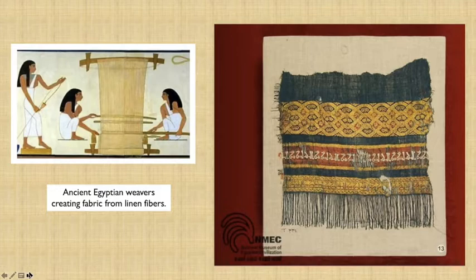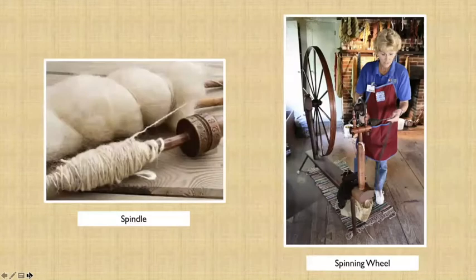Weaving has been a way of making cloth for thousands of years. Here is an example of linen cloth from ancient Egypt that dates back to the 1st century. People used simple tools like a hand spindle or spinning wheel to turn plant fibers or animal wool into yarn.